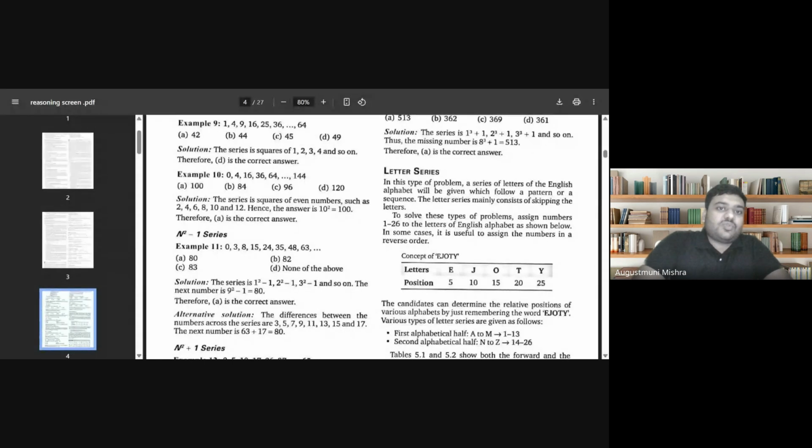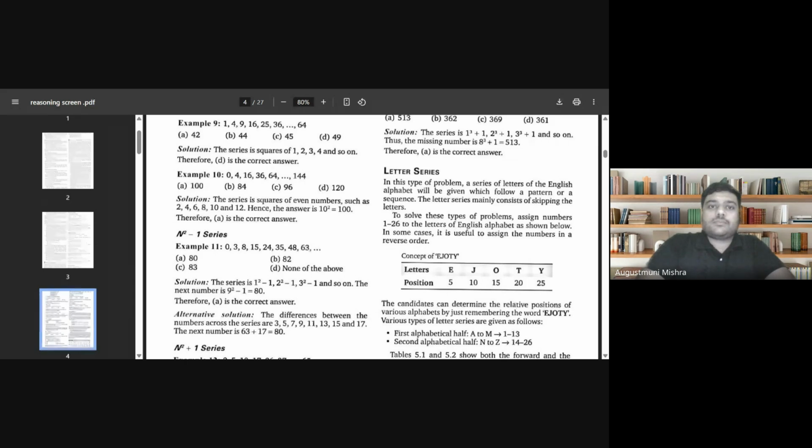If you say 0 to the power 2 is 0, 2 to the power 2 is 4, 4 to the power 2 is 16. Then after that, it is repeating the table only. So 4, then 6, 36, 8, 64. What will be the next number? I think something is missing in this, so again, I'm going to solve it. Okay, give me a second.